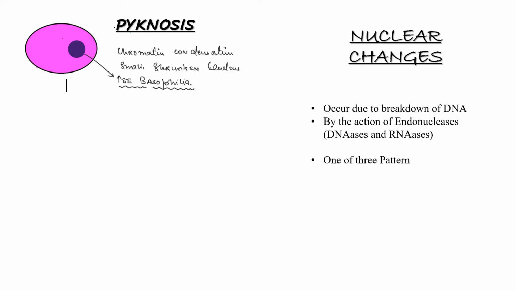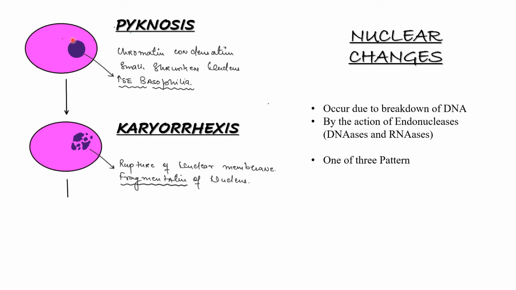So what are the nuclear changes? Nuclear changes happen mainly because of breakdown of DNA and action of endonucleases on the nucleus, and these can occur in three ways. First is pycnosis. What do you mean by pycnosis? Basically what happens in pycnosis is there is chromatin condensation. You can see how small and shrunken the nucleus has become, and there is increased basophilia, that is, it has become more blue or purple in color. When this pycnotic nucleus loses its nuclear membrane and the nucleus undergoes fragmentation, it is known as karyorrhexis.